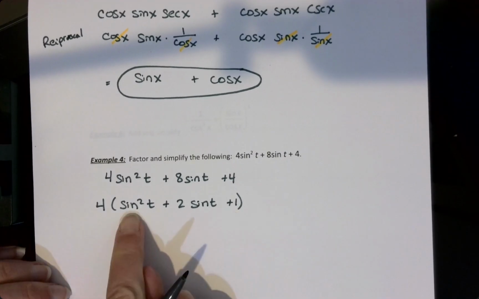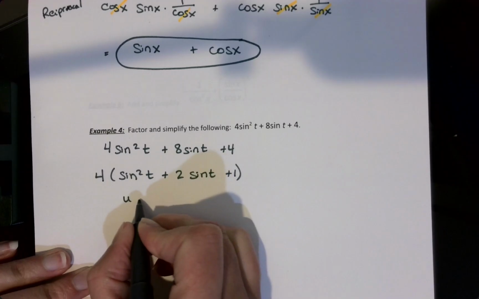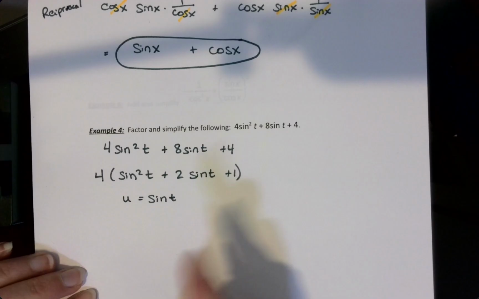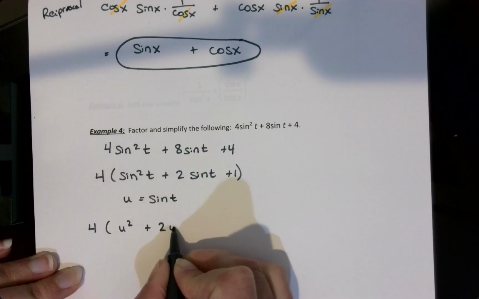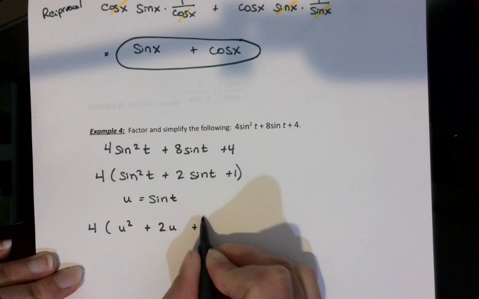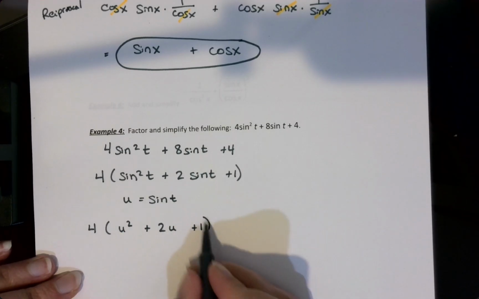And so I can factor this, and I can see that I need to multiply to 1, add to 2. So I'm going to need to have u plus 1 times u plus 1. 1 plus 1 is 2, 1 times 1 is 1. So that means that my original would factor into 4 times, in place of u in sine t, so 4 times sine t plus 1, and then sine t plus 1.